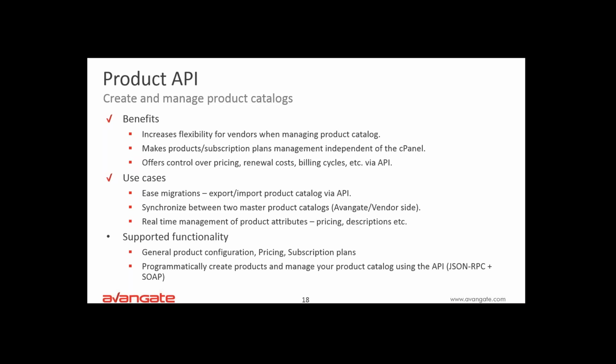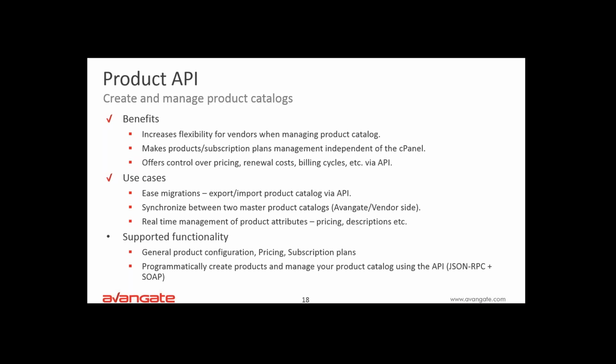use APIs to expose as much of the cPanel functionality as possible, and to make it possible for your developers and your custom solution, custom integration to actually be completely separate from the cPanel, right? So what you can do with the new product API is leverage it to ease migrations. For example, if you're switching from a test account, a sandbox account, to a live account, you'll be able to migrate your product catalog easier than ever.